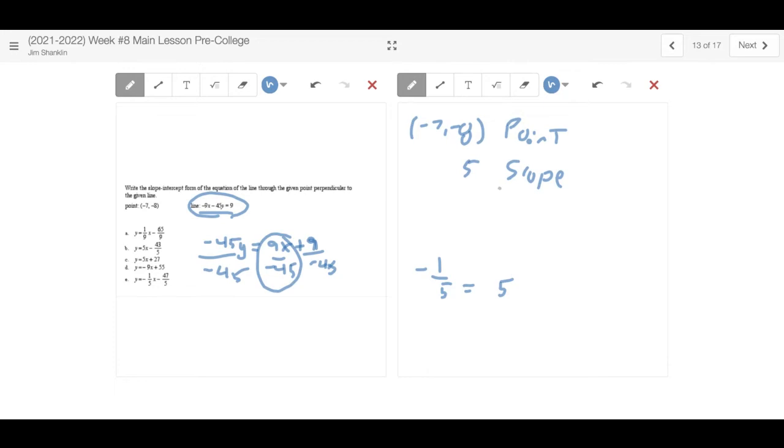So if I'm going to write my equation, it's going to be y plus 8 is equal to 5 times x plus 7. Well, that's not the form they have it in, so I'm going to have to rewrite this. So y plus 8 is equal to 5x plus 35. Subtract off 8 from both sides. So y is equal to 5x plus 27 for my answer? So letter C. All right, next problem.